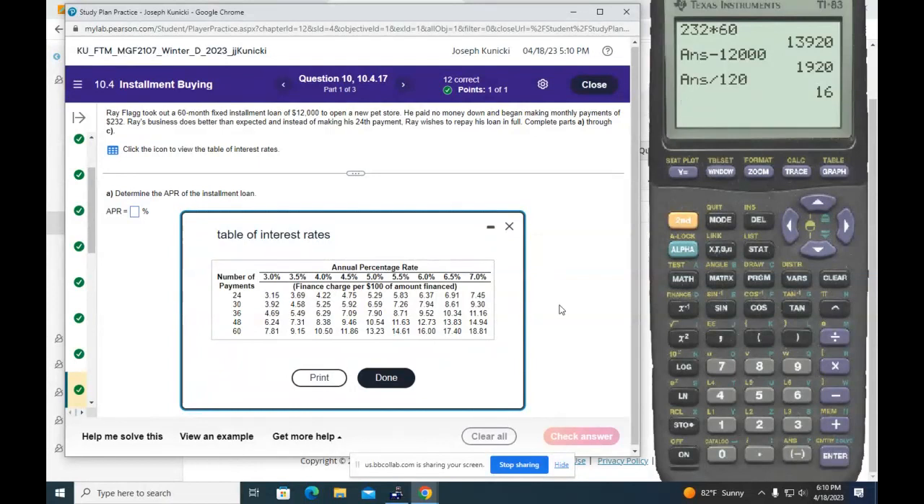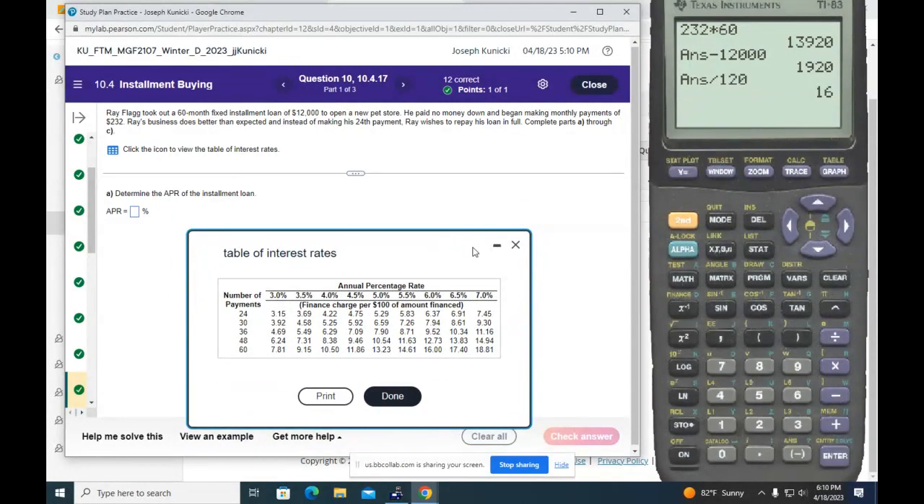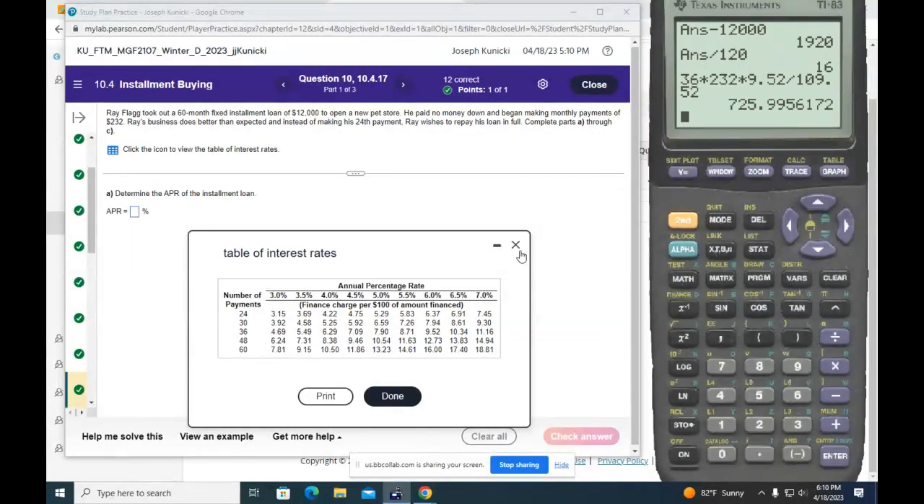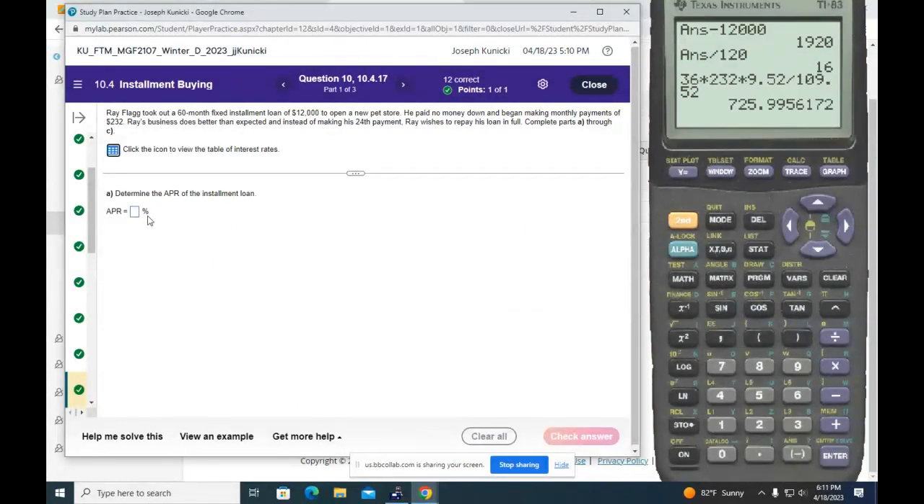So the new V2 is 9.52 because there's 36 months left on his loan. He started at 60. After 24 months, there'd be 36 months left. So to find the unearned interest, I take N, which is 36, times M, the $232 a month payment, times V2, which is 9.52, divided by 100 plus that, so it's 109.52. And so the unearned interest is $725, or $726.